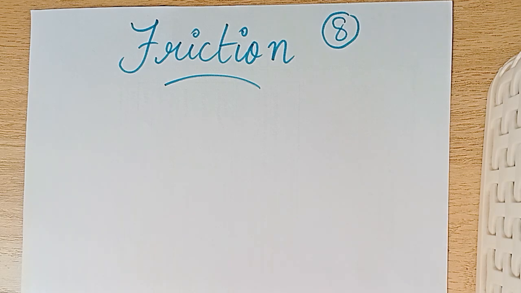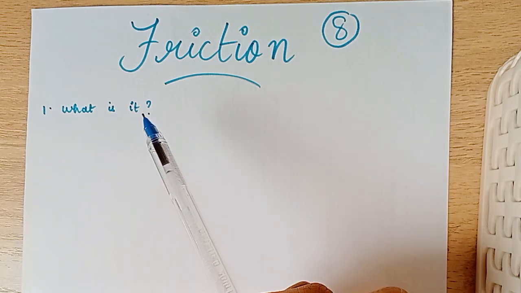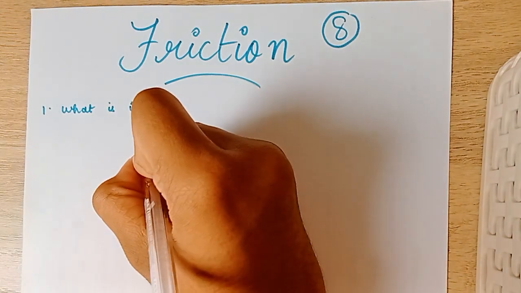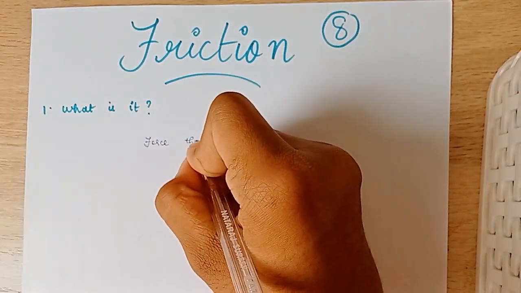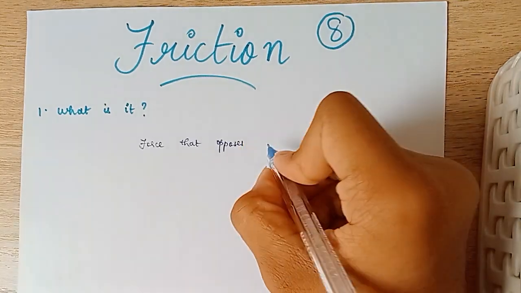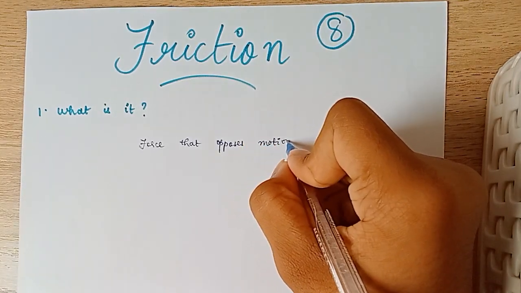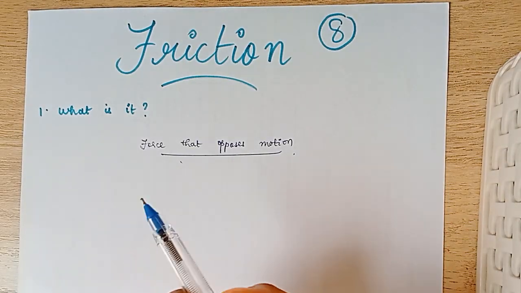Friction from grade 8. Firstly, let's look at what is friction. So friction is the force. Friction is a force that opposes the motion of a body. So what does that mean? Friction is a force that opposes motion of a body over another body.